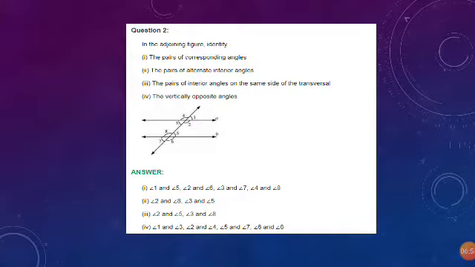Vertically opposite angles: angle 1 and angle 3. So next, angle 2 and angle 4. Next, angle 5 and angle 7. Angle 8 and angle 6. These pairs of angles are vertically opposite angles.